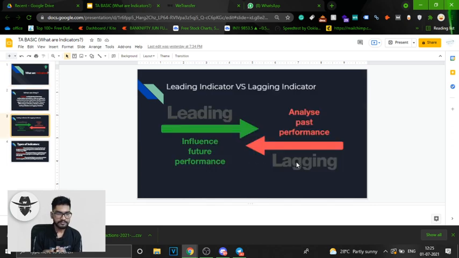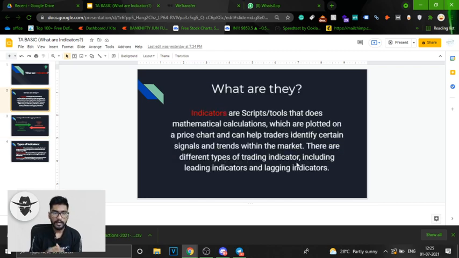Now, as you can see, there are two types of indicators. One is called leading indicator, one is called lagging indicator. Let's go to the previous slide. What are indicators? Indicators are scripts or tools that do mathematical calculations which are plotted on a price chart and can help traders identify certain signals and trends within the market. There are different types of trading indicators, including leading and lagging indicators, the two major segments where we can divide them. Indicators, I'm sure you would have understood by now, are nothing but programming language code that follows a proper mathematical formula to give you data, to give you signals or certain moments that can tell you that the price can go bullish or bearish from that point in time.